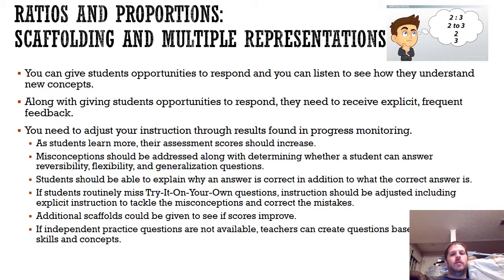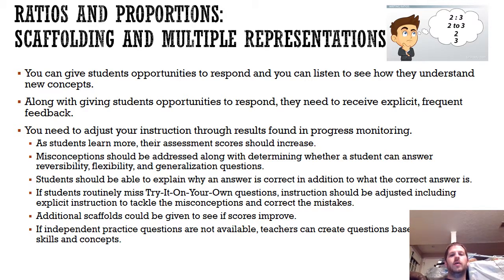You can give students the opportunity to respond, and you can listen to see how they understand new concepts. Along with giving students opportunities to respond, they need to receive explicit, frequent feedback. You need to adjust your instruction through results found in progress monitoring. As students learn more, their assessment scores should increase.